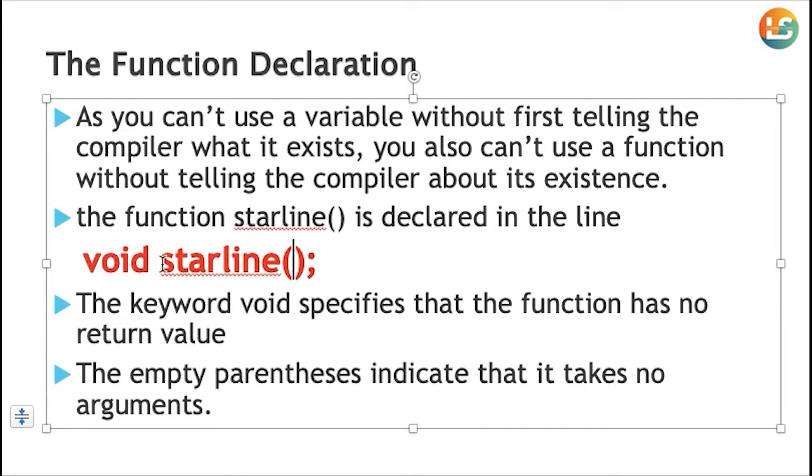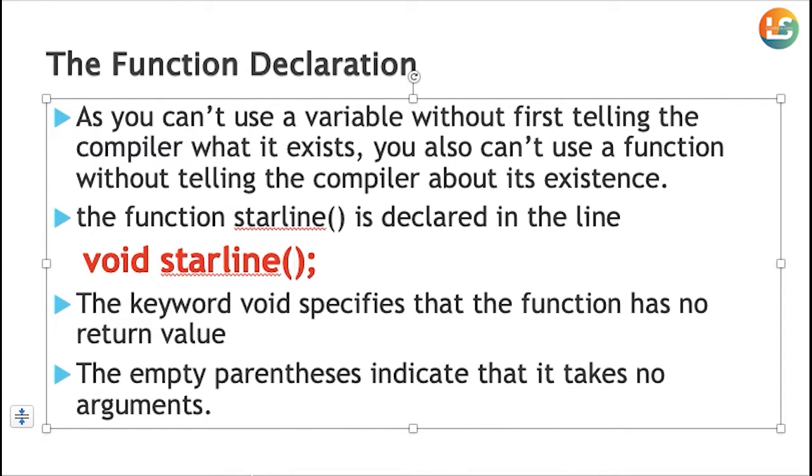This line is going to be before the main function. It is not within the main function. You have to define this declaration before the main function, so that in the main function you can call this particular function. So this is your declaration. For a declaration, what you need is a declarator. A declarator includes the return type, the function name, small brackets, and within small brackets any parameters if required. The keyword void specifies that the function has no return value. The empty parentheses indicate that it takes no arguments.